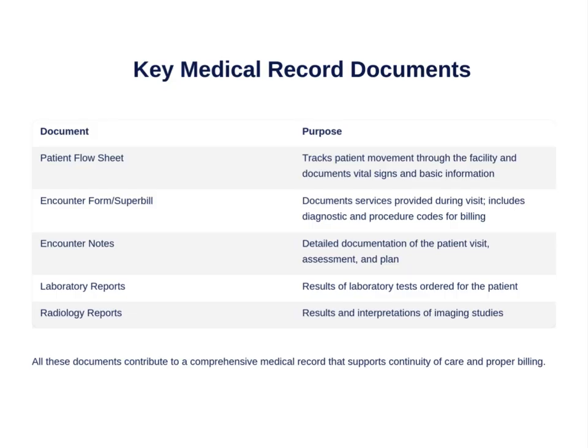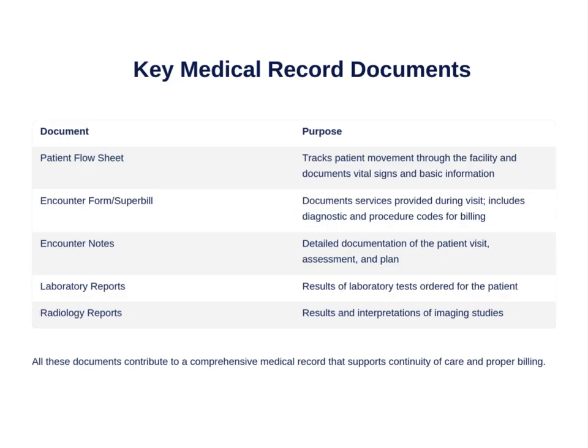So, some key medical record documents that you may also see, especially if you're doing source oriented, are lab reports, which of course have all of the laboratory tests ordered for the patient and their results; radiology reports, all of the imaging studies ordered and their results; and the patient flow sheet, tracking patient movement throughout the facility, what all was done. Encounter notes.